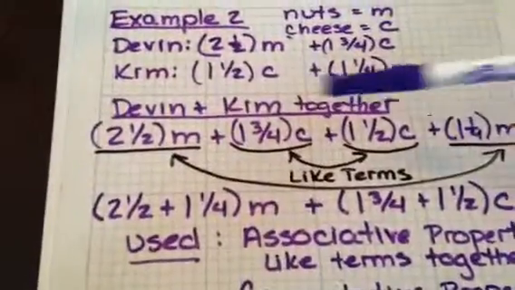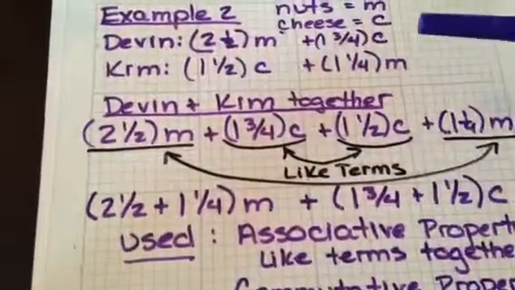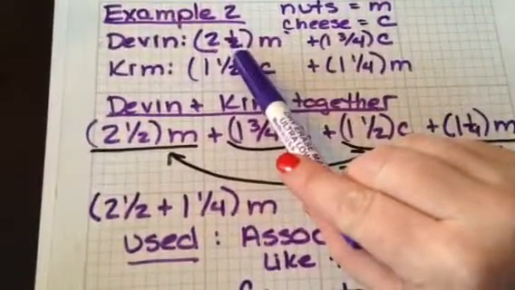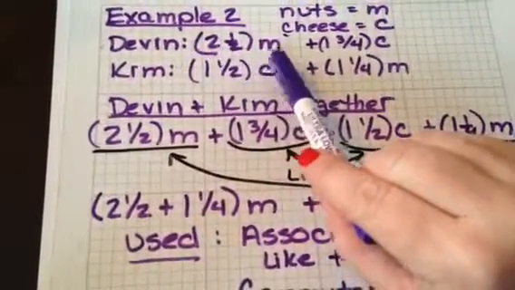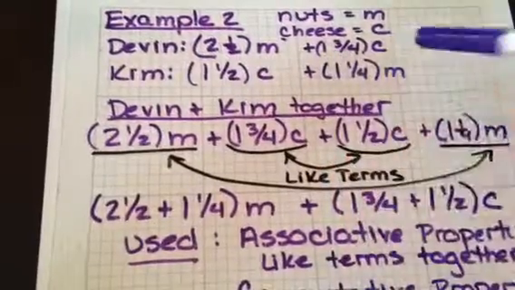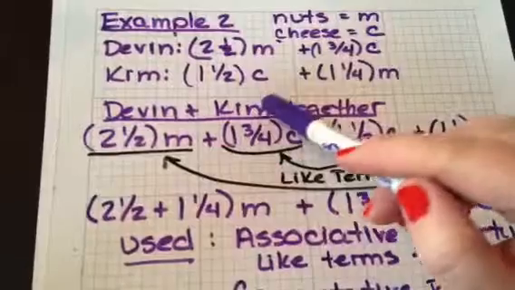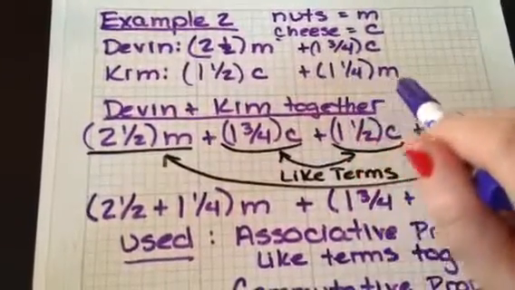Now for a class party, both Devin and Kim are going to bring both nuts and cheese for the party. So Devin buys 2.5 pounds of nuts and 1 3/4 pounds of cheese. Kim buys 1.5 pounds of cheese and 1 1/4 pounds of nuts.